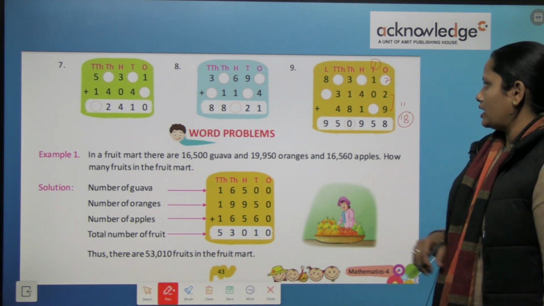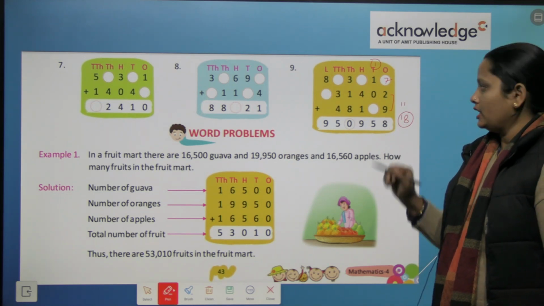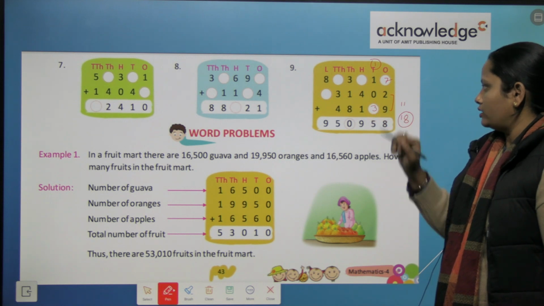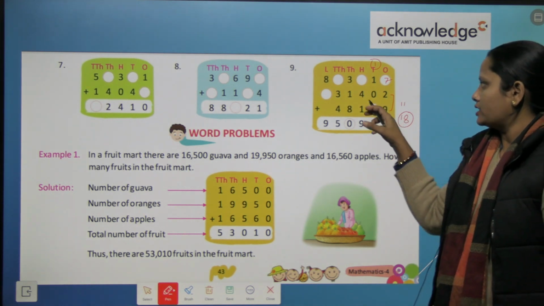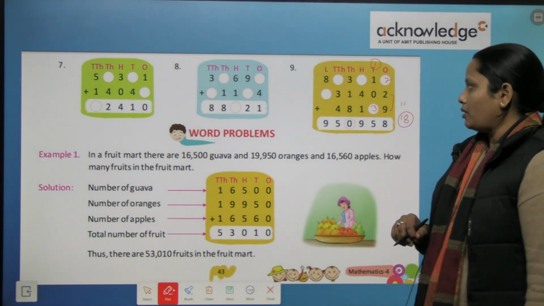1 ho gaya. Carry. Next, 1 plus 1, 2. अब यहाँ पे 0 ऑलरेडी है. 5 चाहिए तो हम यहाँ पे 3 को ऐड कर देते हैं. ओके, नेक्स्ट 4 प्लस 1, 5, यहाँ पे क्या है? 9. तो क्या हम इसमें ऐड करेंगे?